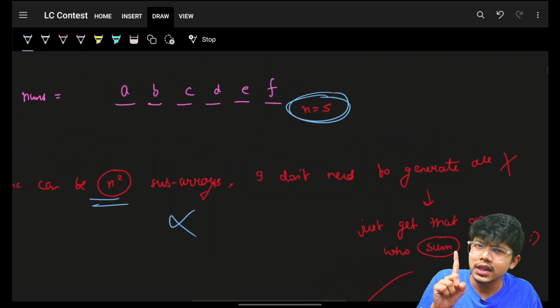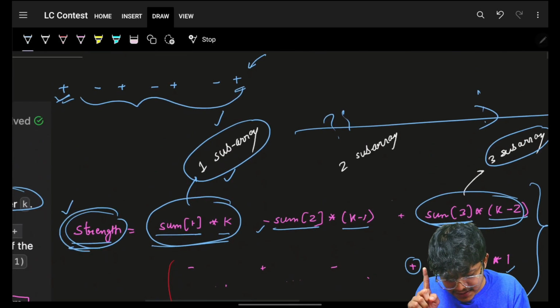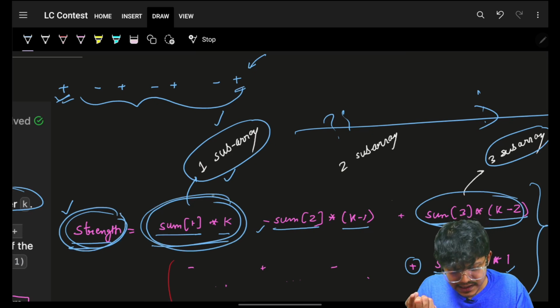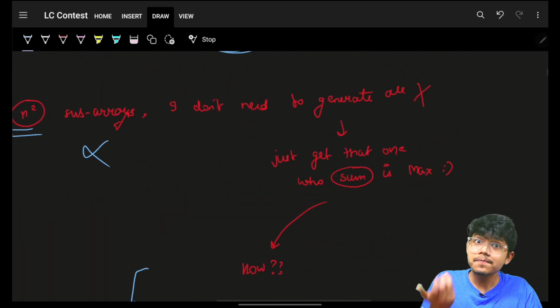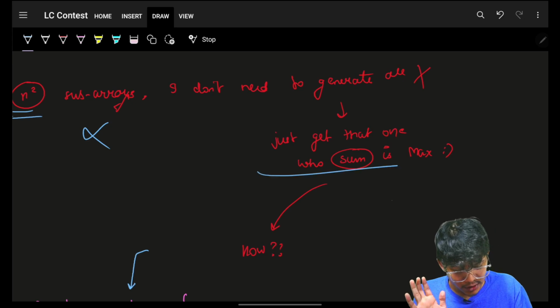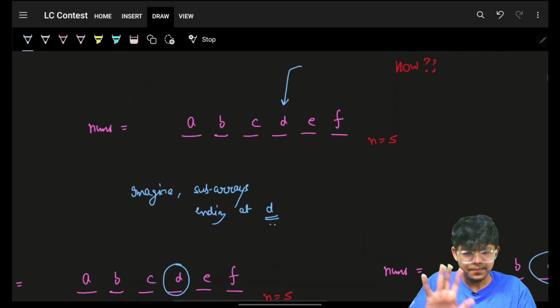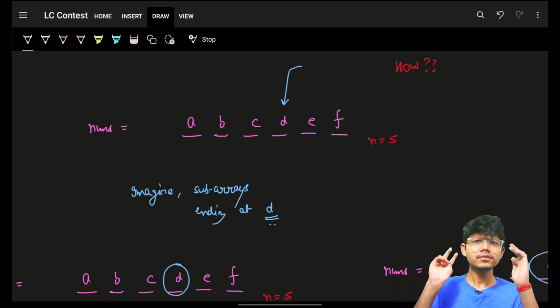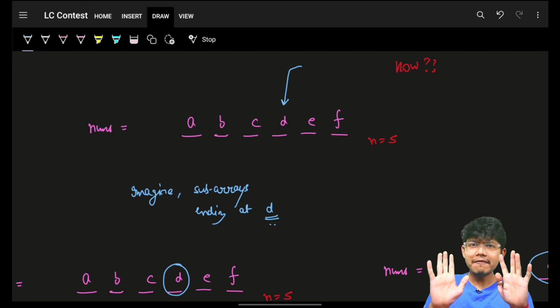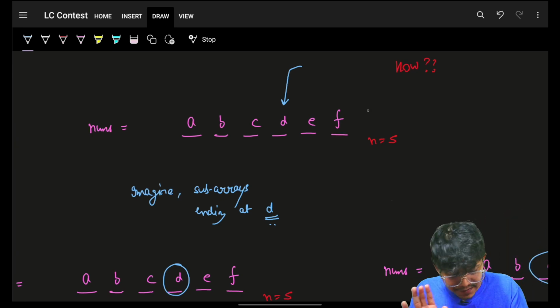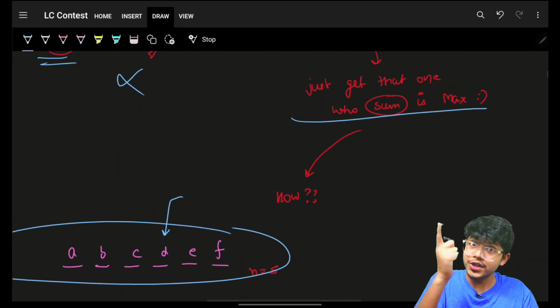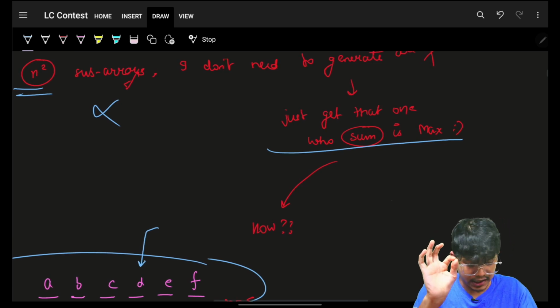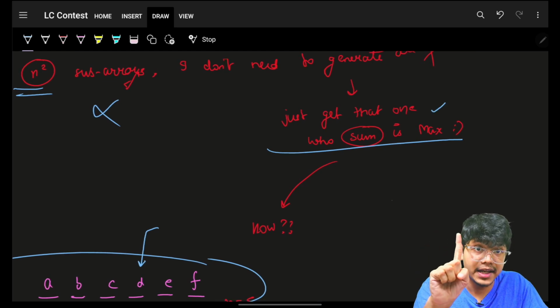But I know one thing. I wanted maximum strength. So ultimately, I want the subarray having the maximum sum. That's it. So my sum should be maximum. Remember one thing, you have to take just one subarray and that sum should be maximum. Every time I have told you, if you have some array, the question should be crystal clear. You have to take just one subarray and its sum should be maximum possible, right?